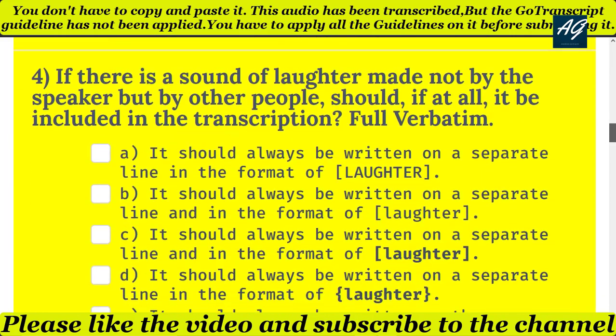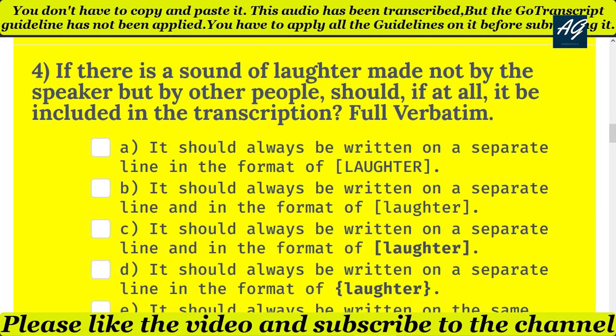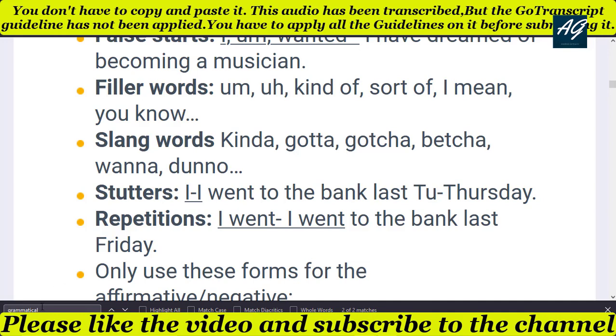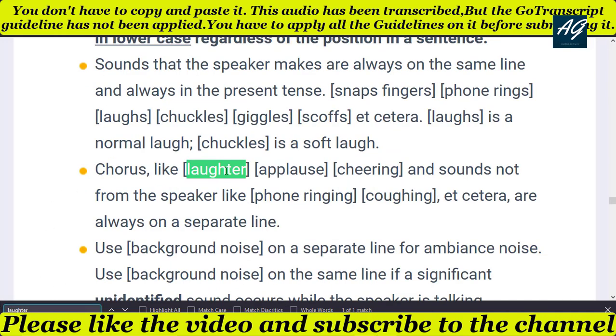Let's move to the fourth question, and the fourth question is: if there is a sound of laughter made not by the speaker but by other people, should it, if at all, be included in the full verbatim transcription? Simply read the rule about laughter. And here it says laughter, cheering, and sounds not from the speaker, like a phone ringing, coughing, etc., are always on a separate line.